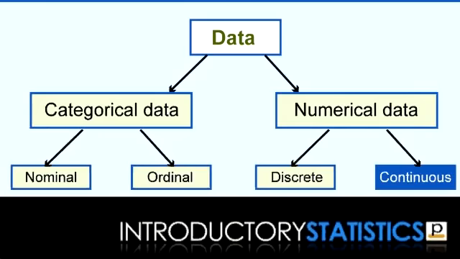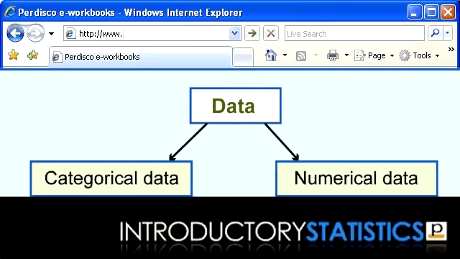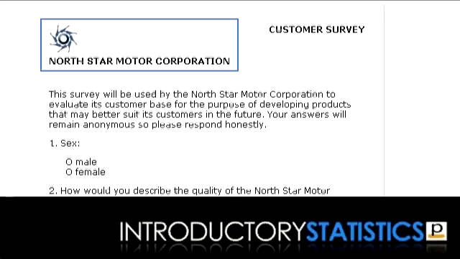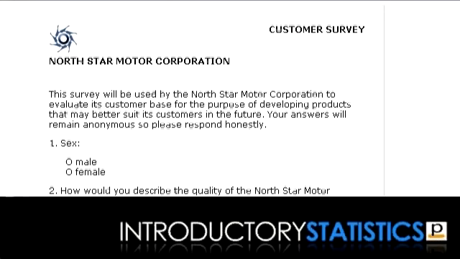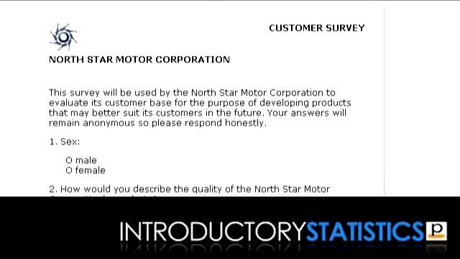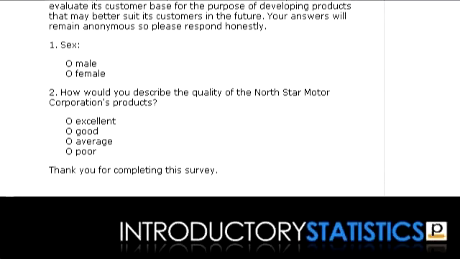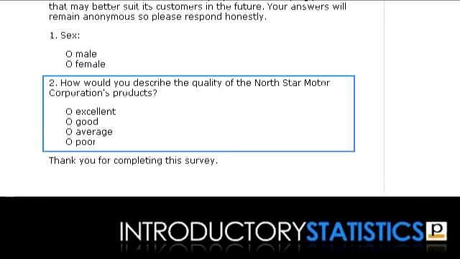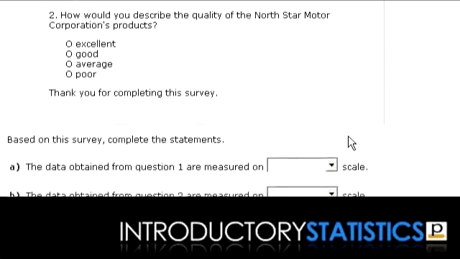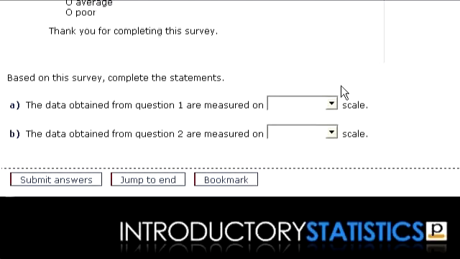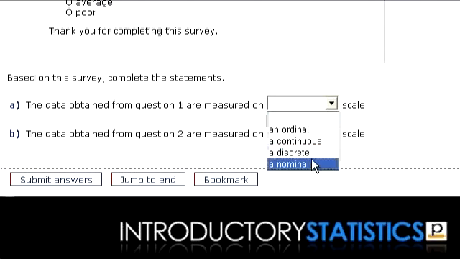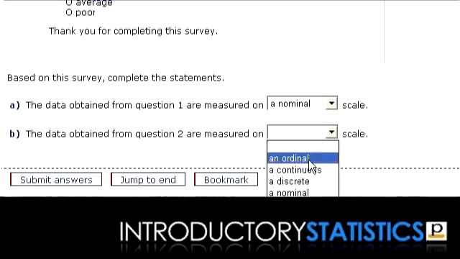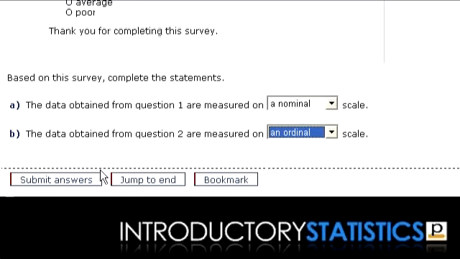Now, to get some practice at remembering these different types of data, let's use the PDISCO e-workbook and have a go at a question. So here we have a question where the North Star Motor Corporation has handed out a survey to its customers. In the survey, they ask two questions, both of which produce categorical data. You're being asked what types of categorical data they are. So we'll submit our answers. The first question produces nominal data, and the second question produces ordinal data. And we submit that.